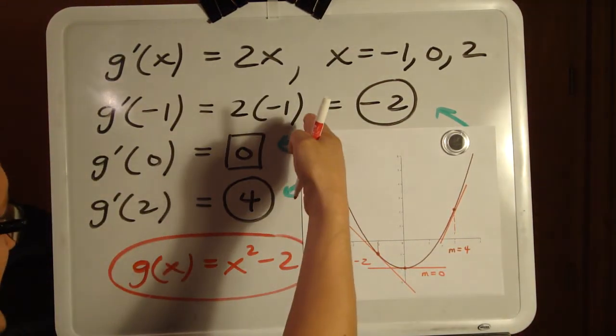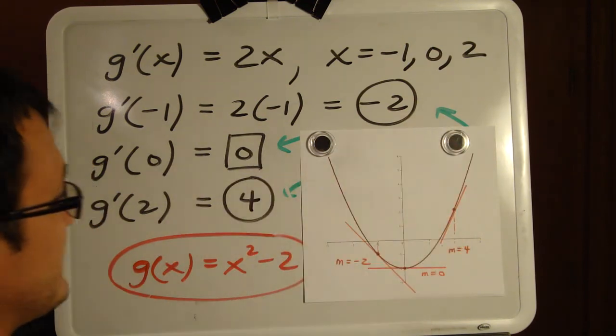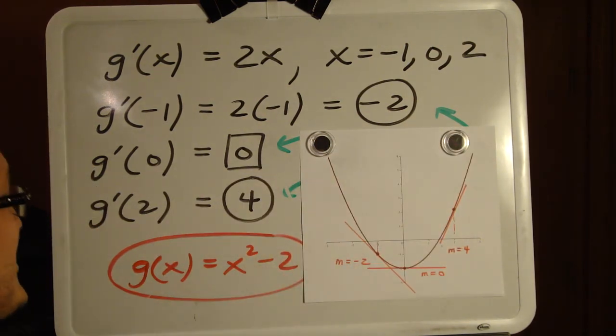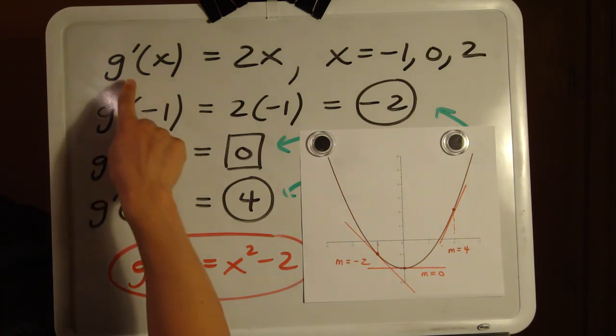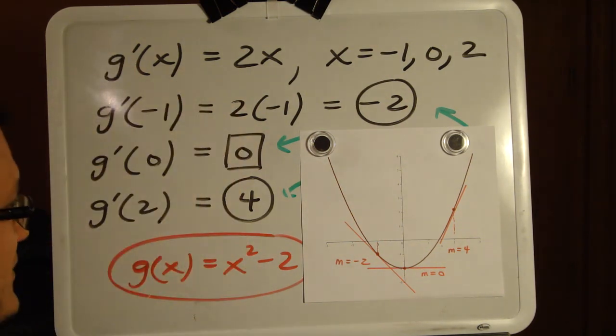So you can tell, depending where you are on the parabola, the tangent line changes its steepness, right? And then you can calculate that, and that's all based on this g prime of x equaling 2x.